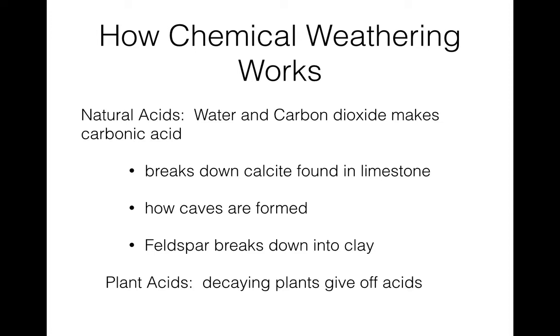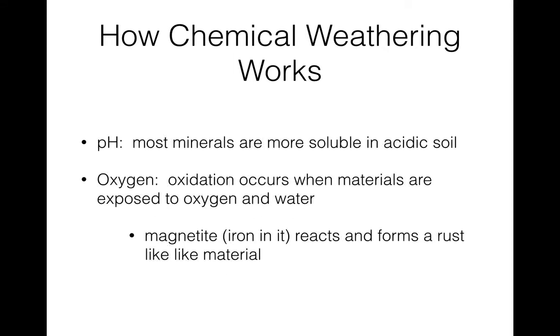The second type of acid are plant acids, and this acid is given off as decaying plants die, as they're on the ground as litter, plants and sticks and stems and all those things that come off the tree. As they start to decay and go back into the ground, they give off acids, which can cause chemical weathering.